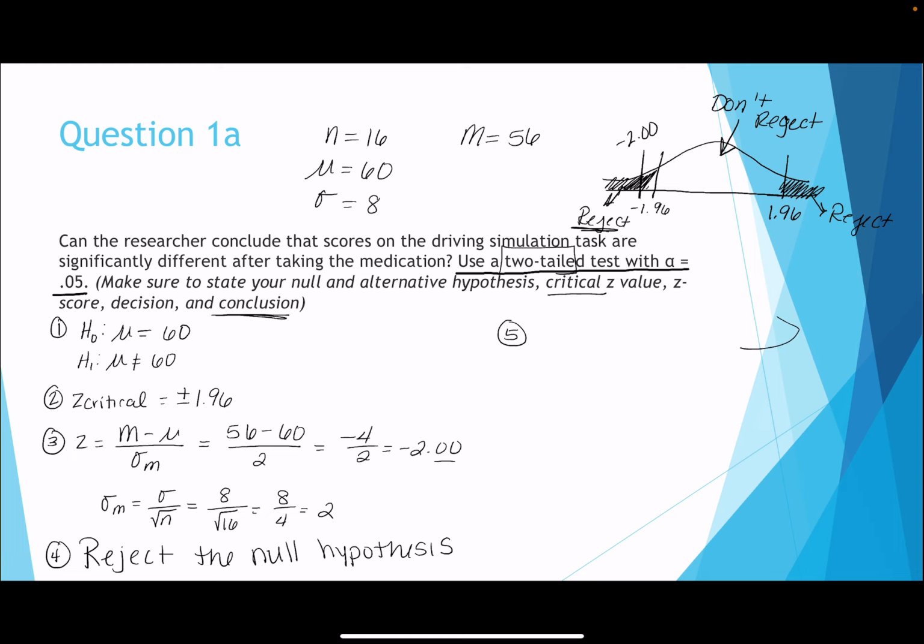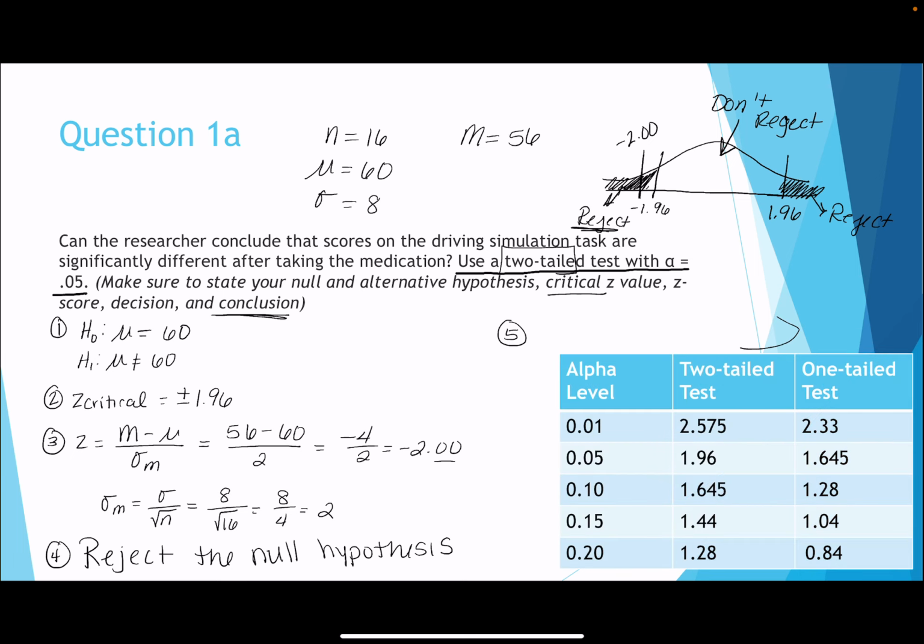Okay, so when you do your conclusion, it's where you're really specifically telling me what it means, that there is an effect of whatever the treatment is on whatever the measurement is. So this medication has an effect on the mental alertness for this driving simulation task. So that's what we're talking about when we talk about the conclusion. The decision is whether you reject or you don't reject, and then the conclusion is how you tell me what that means.